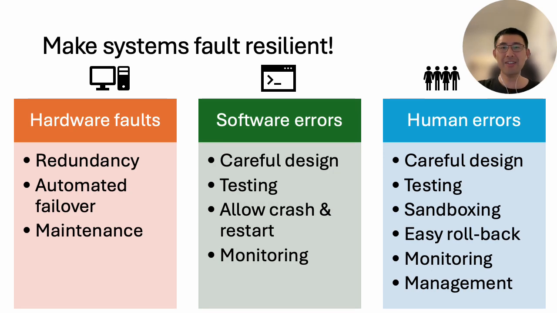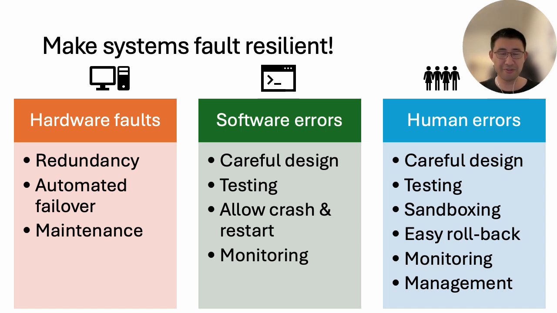And within all those three dimensions, we can decide to make the system a little bit fault resistant by doing the following. For example, for hardware faults, we can add redundancy. If we have multiple machines, even if one of them is shut down, maybe we can use something like a load balancer to shift things to other still operating machines. Or we can have automated failover instead of doing it manually, and we can do regular maintenance to minimize the chance of hardware faults.